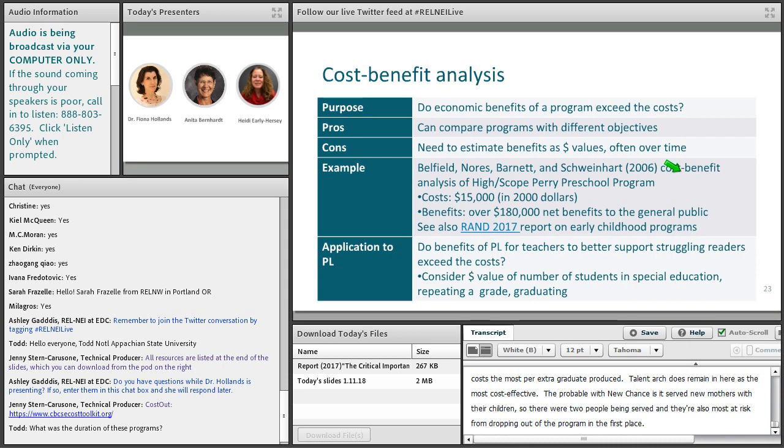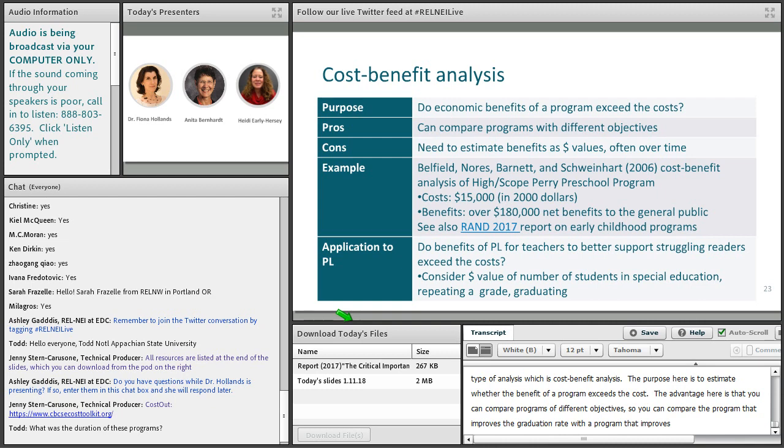So let's move on to the next type of analysis, which is cost-benefit analysis. The purpose here is to estimate whether the economic benefits of a program exceed the cost. The advantage here is that you can compare programs with different objectives, so you can compare a program that improves the graduation rate with a program that improves kindergarten readiness.